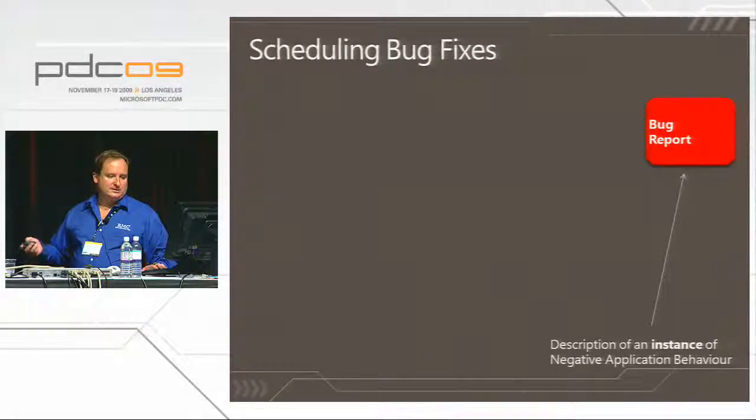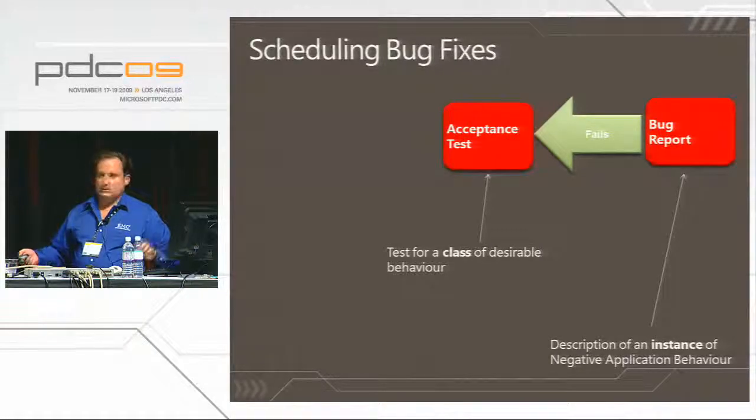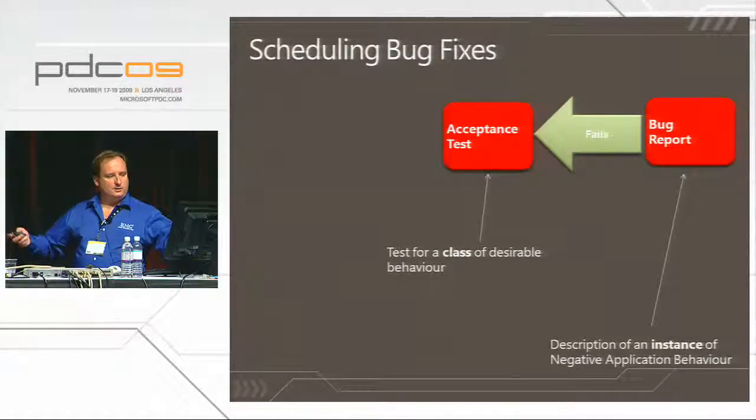You can treat it as a description of an instance of negative application behavior. And the product owner can go in there and have a look at all of these and go, right, do I care about these bugs? If I do, then I'm going to connect it to an acceptance test. And you can bundle these up. If you get multiple bugs which all point to the same thing, you can point them all to an acceptance test. Either a BA can do this, or a technical person, or a tester.